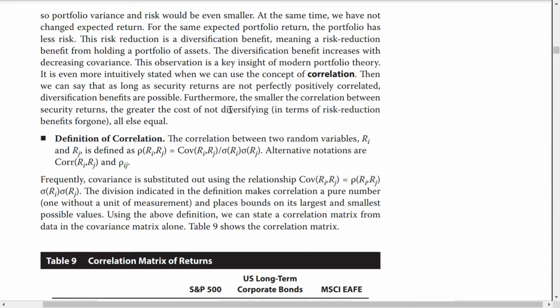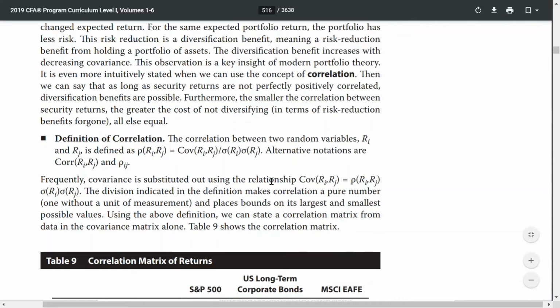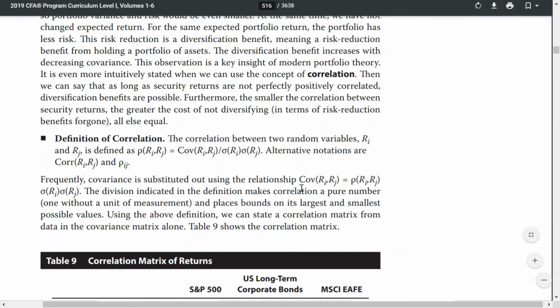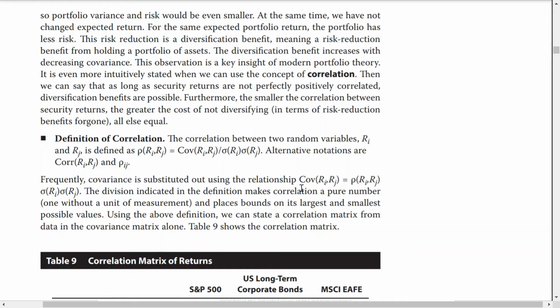Definition of correlation. The correlation between two random variables Ri and Rj is defined as this: the covariance of those divided by the product of their standard deviations. Alternative notations are Corr(Ri, Rj), or ρ(i,j). Frequently, a covariance is substituted out using the relationship of this. The standard deviations in the definition make correlation a pure number without a unit of measurement. It places bounds on its largest and smallest possible values.